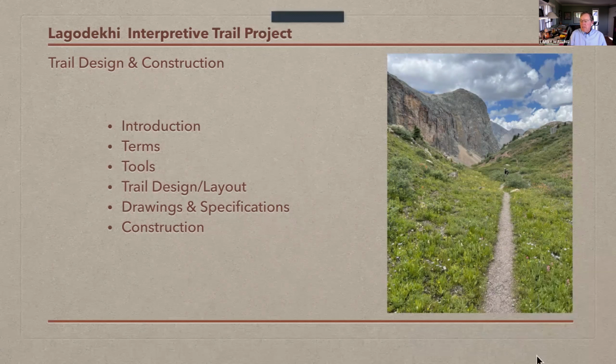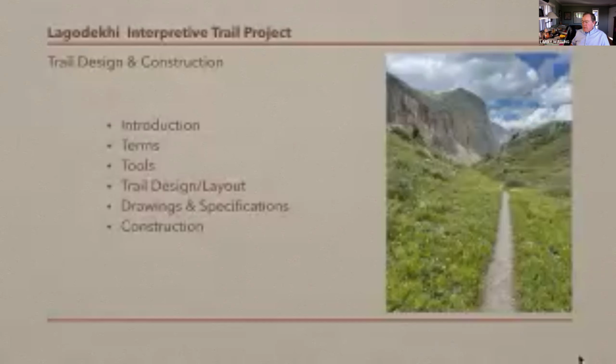All right, well, good evening, Georgia, and good morning to the USA participants. Today begins our second group of presentations on the Lagodekhi Interpretive Trail Project. The next 3 days we'll be discussing trail design and construction.